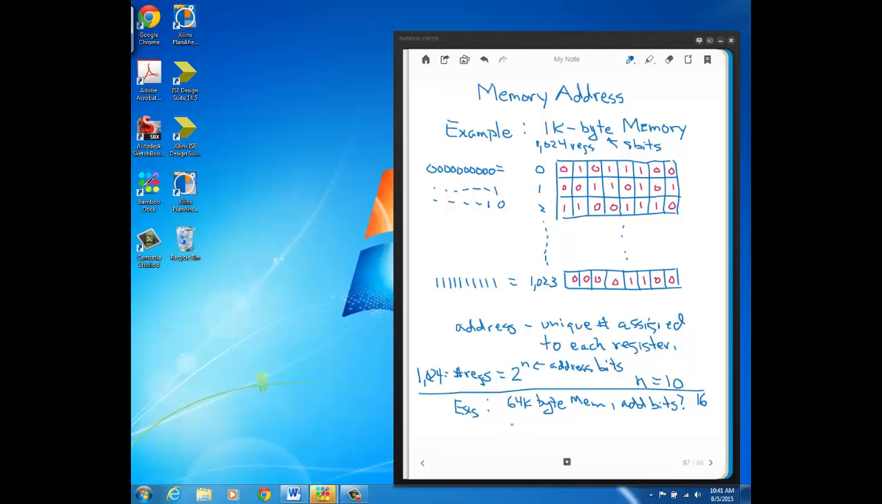Now here's a little tricky one. What if we had 64K 16-bit?